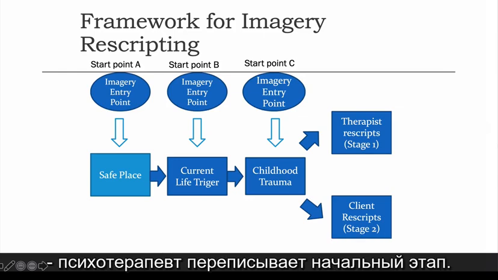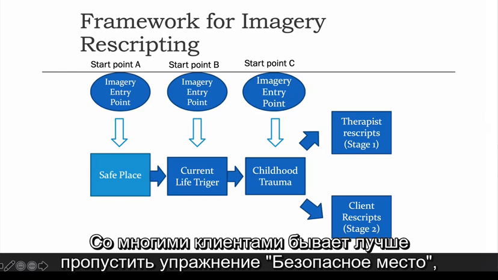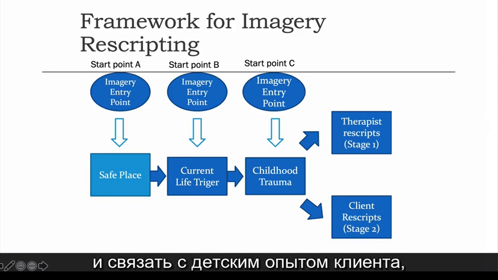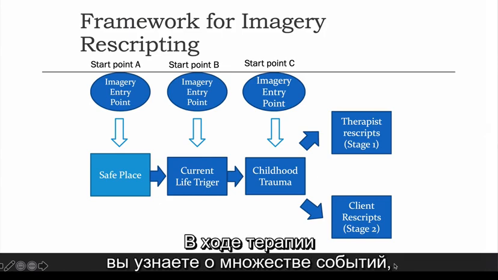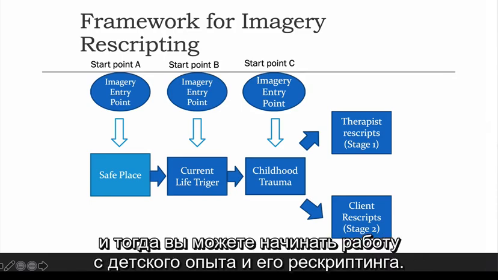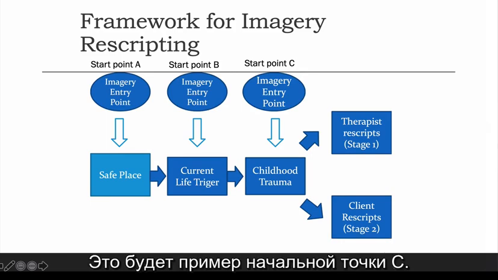The therapist would re-script the initial stage. But for a lot of clients, you might want to skip the safe place exercise altogether and just start from the current life experience and then link that to a client's earlier experience and re-script this. And then as you're moving through the treatment, a lot of the time you get to know particular events. It might be really linked to a particular schema or a particular mode. So then you might just go straight into doing an early experience and re-scripting that. And that would be the point C example.